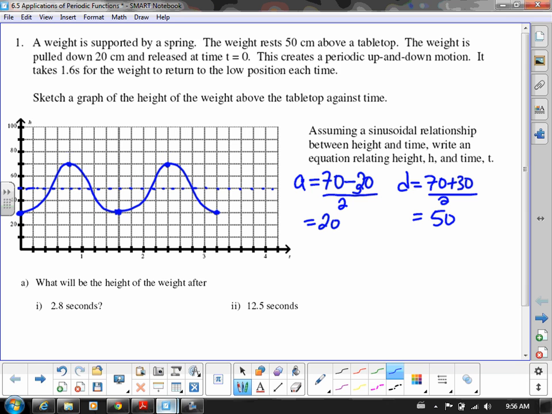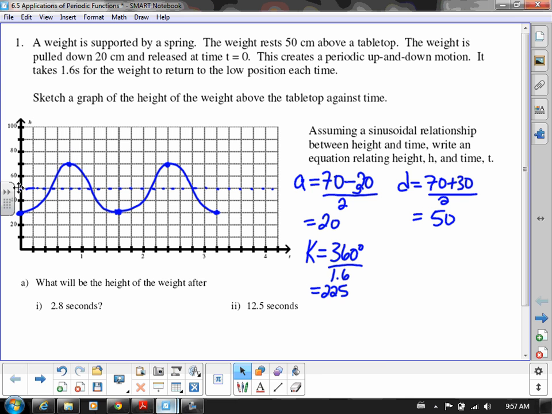The next thing we need to know is what the value of k is. And k is based on the period and the value of 360, because the normal sine function without any transformations repeats after 360 degrees. So we have 360 degrees divided by, in this case, it told us that our period is 1.6, so k has a value of 225. Now I'm ready to write my equation. So I have y equals.